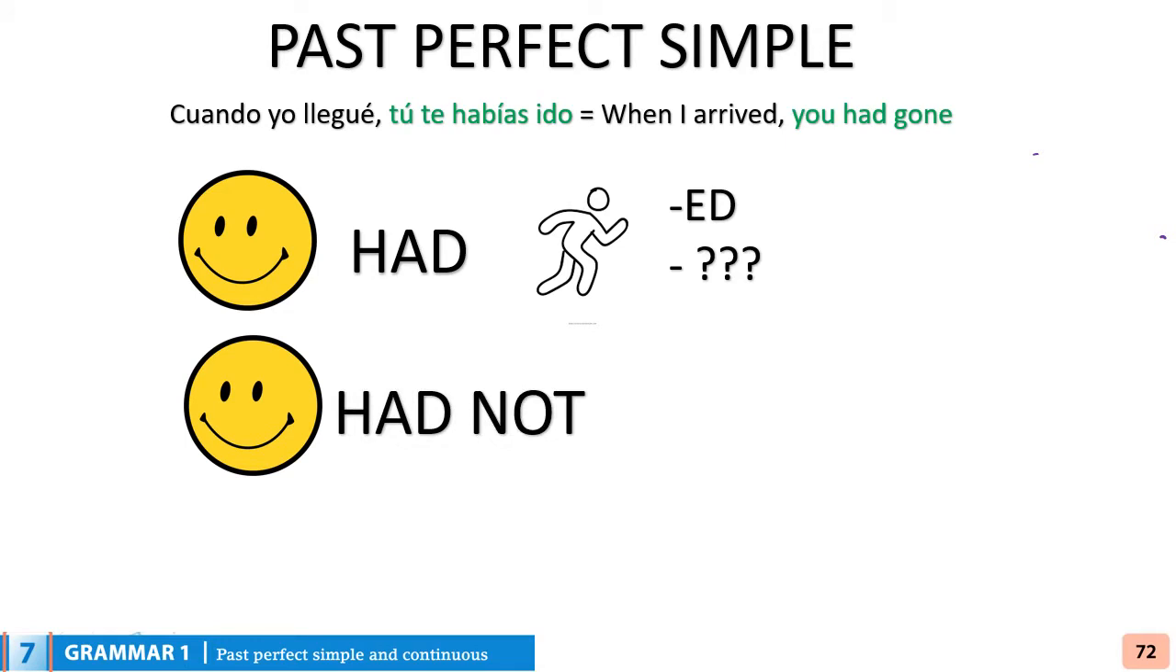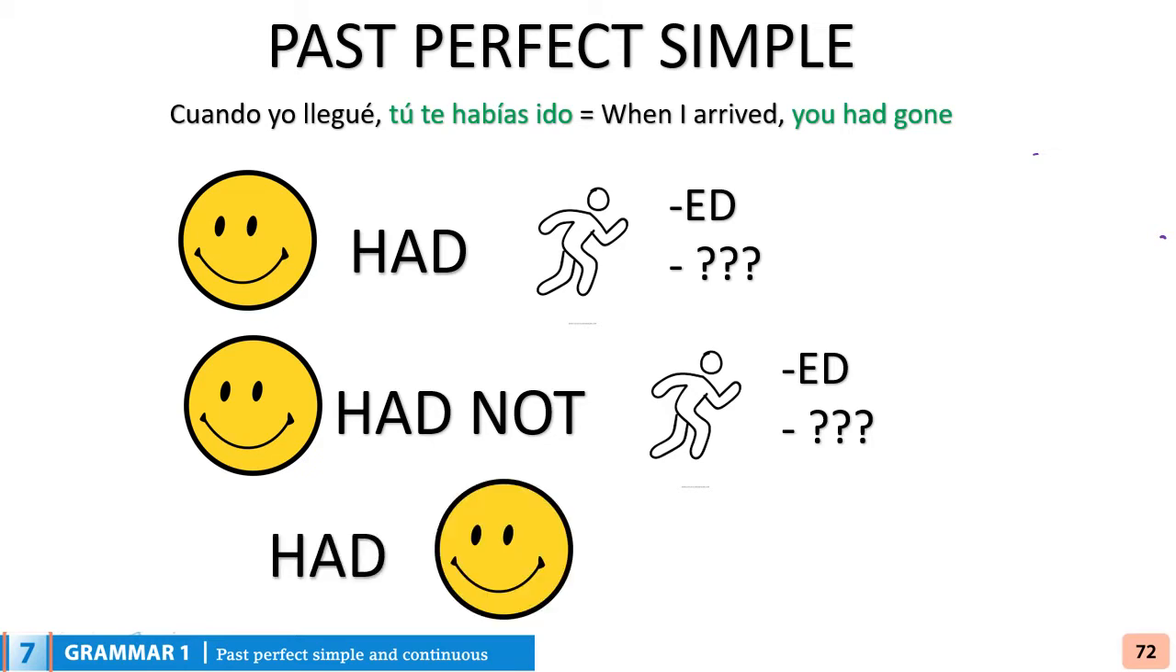Okay, good. So if I want to say no, easy. Just go for this, had not or hadn't, okay? He hadn't gone. Él no se había ido. And if you want to make a question, so, had you gone? Te has ido. Te habías ido, perdón. Okay.